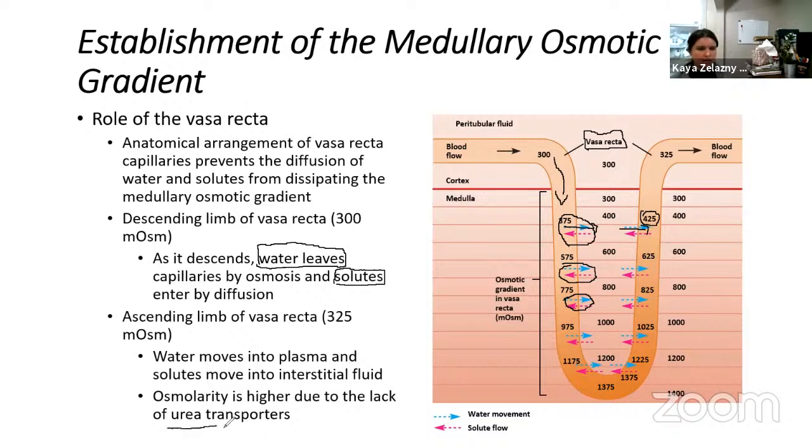So it's not saying that none of the vasa recta have urea transporters. It's saying that the urea can't get out of the ascending limb. So the fact that that blood flow has a slightly higher osmolarity here means that we just reabsorb that water again. So the net water movement across the descending and ascending limb of the vasa recta is pretty much zero. So that's why we're not erasing this gradient.